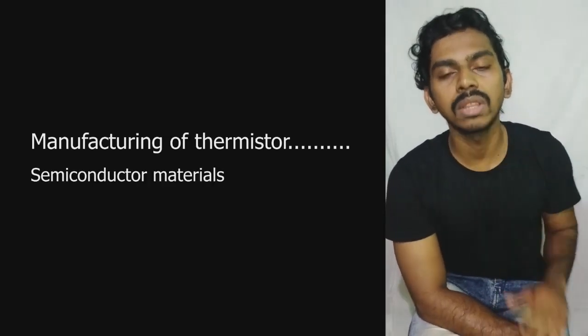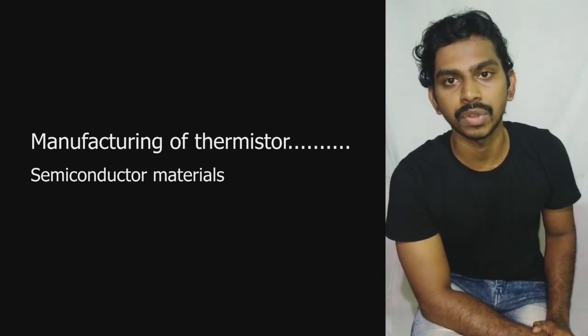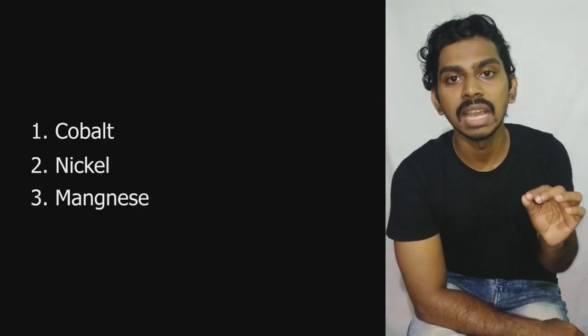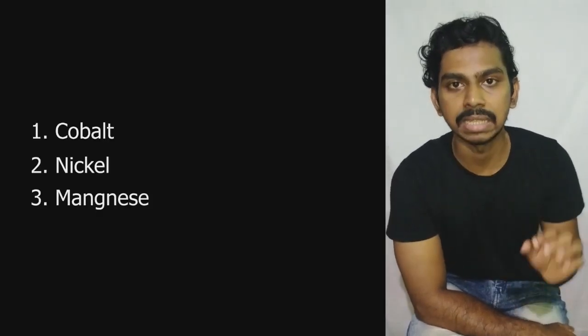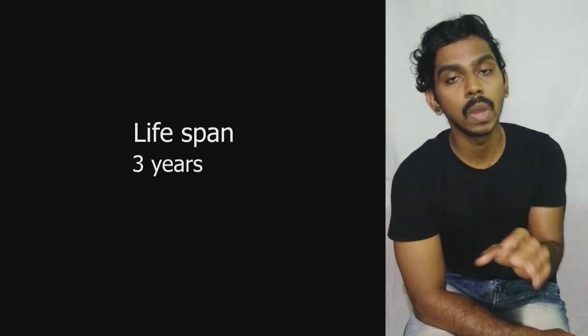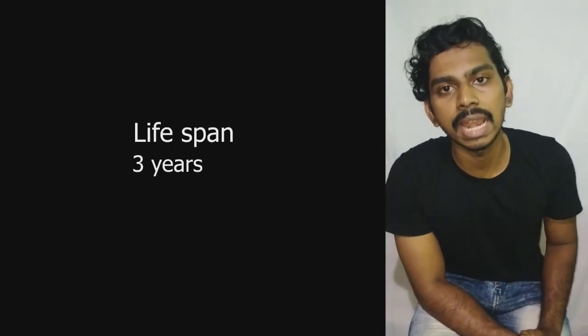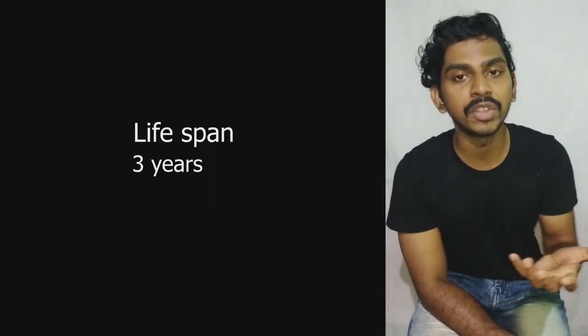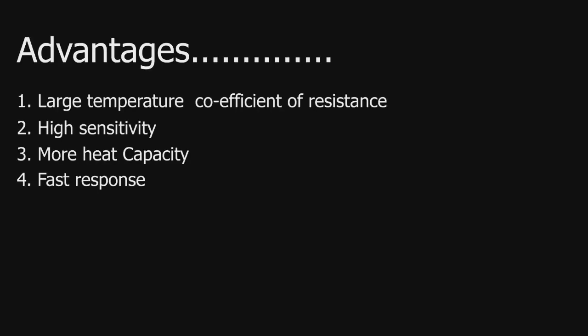Manufacturing: how is the thermistor manufactured? The materials used for the manufacturing of thermistors are cobalt, nickel, and manganese. And the lifespan, generally speaking, is that a thermistor can last 3 years, maybe more than that if it's handled in a good way.